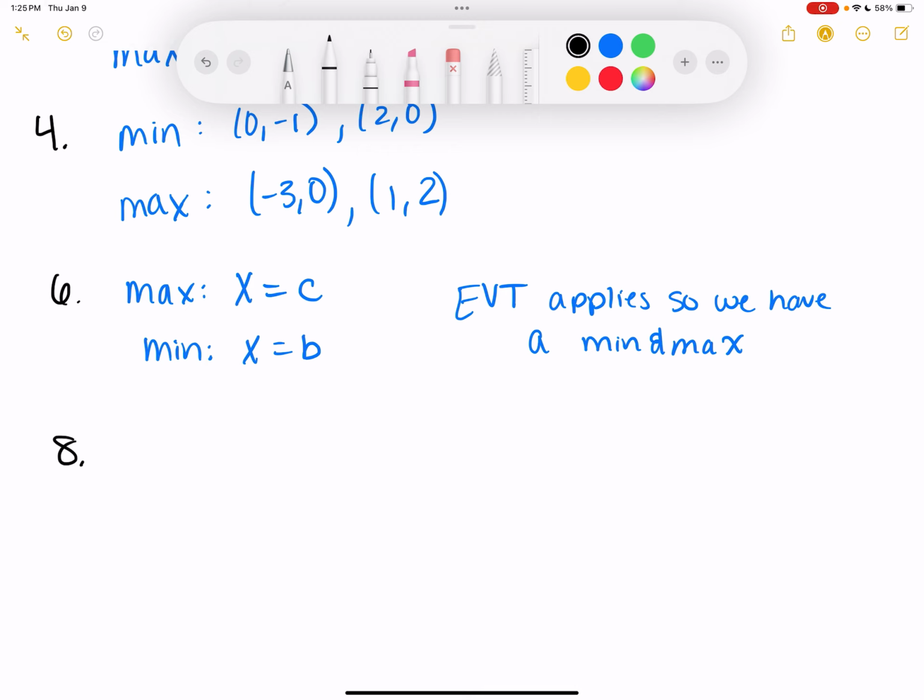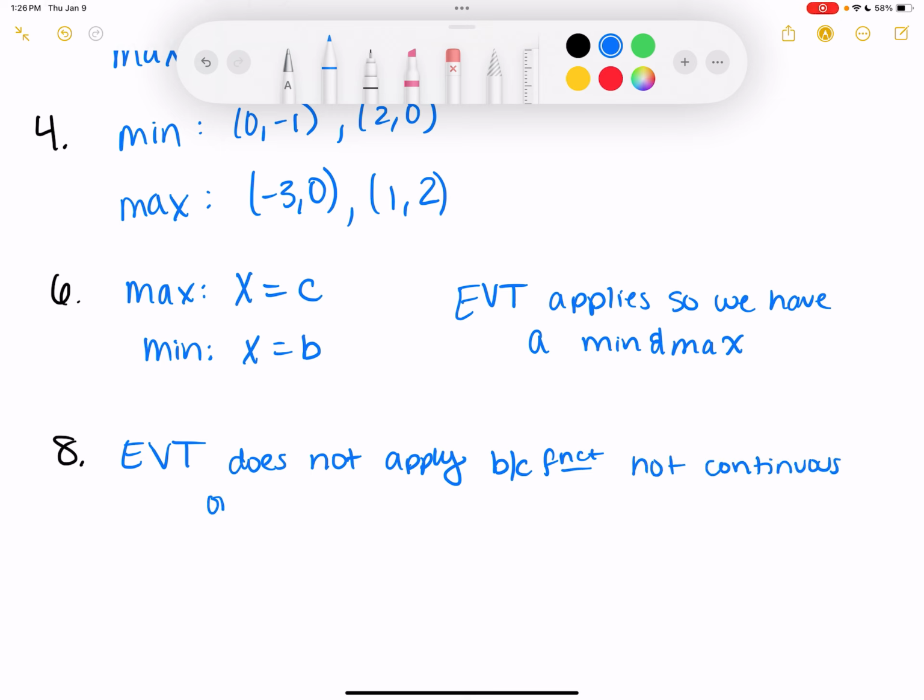2 cubed. So with this one, what do we notice about this graph? It has open circles. So is this continuous? No. So does the extreme value theorem apply? No. So the extreme value theorem does not apply because the function is not continuous or defined on a closed interval.